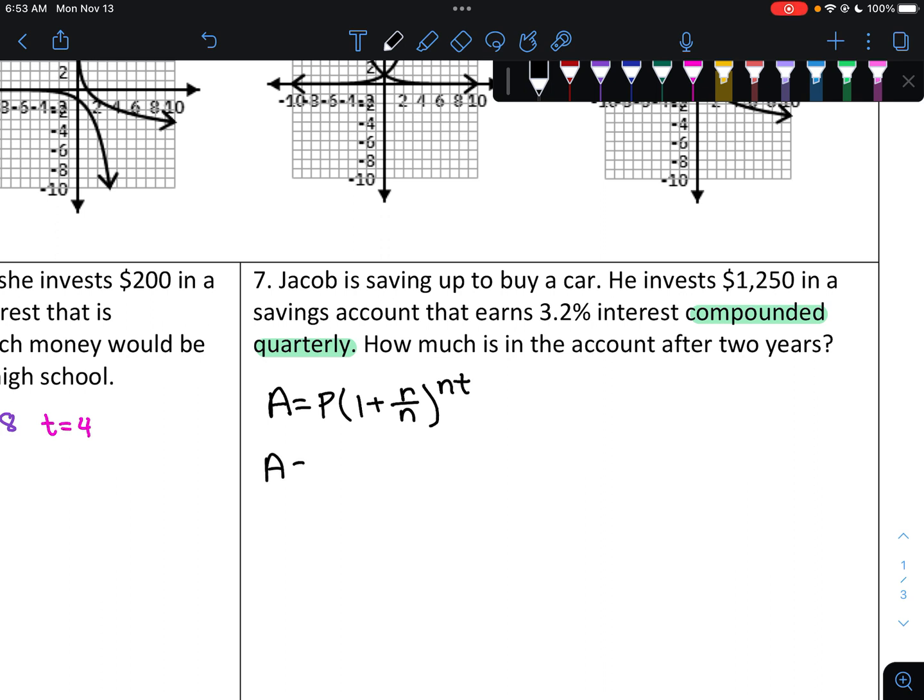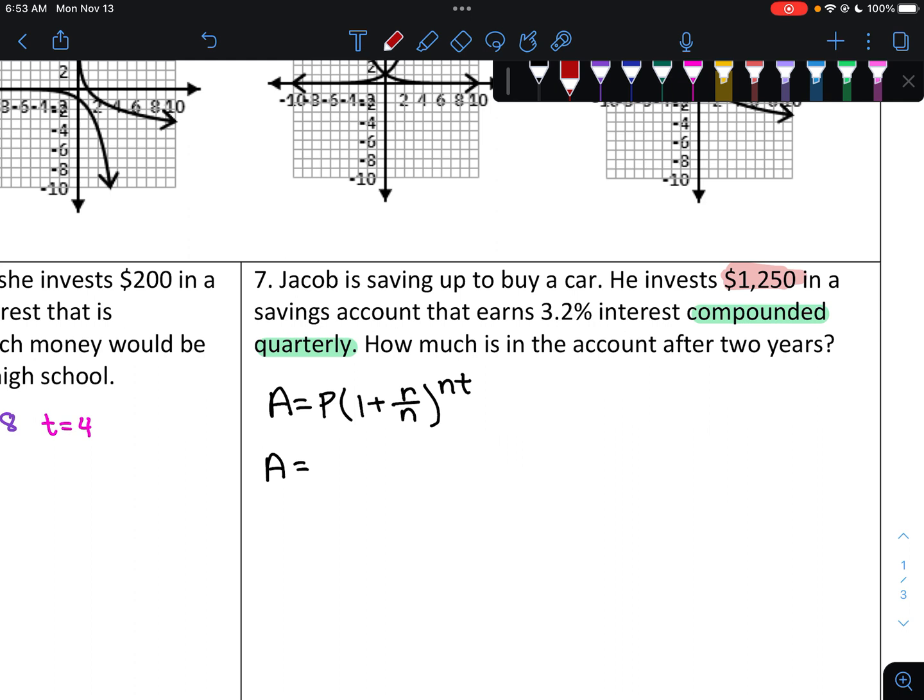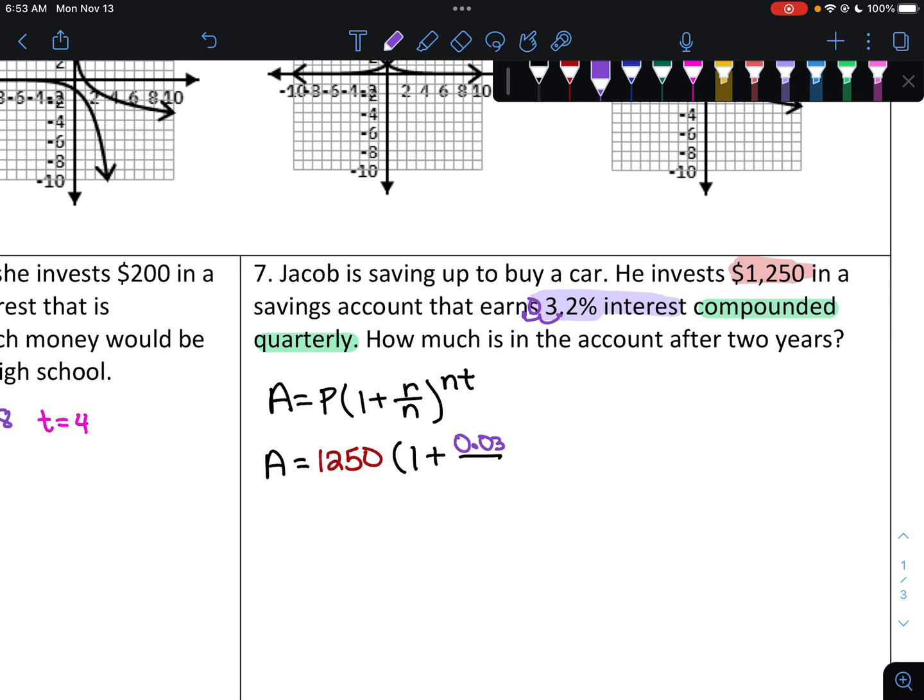So, he invests $1,250. That's going to be our P times 1 plus our interest rate. Our interest rate is 3.2%. Move that 2 places to the left. So it's going to be 0.032.